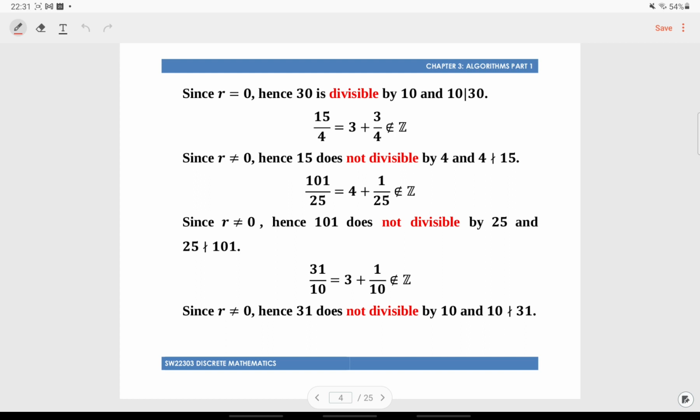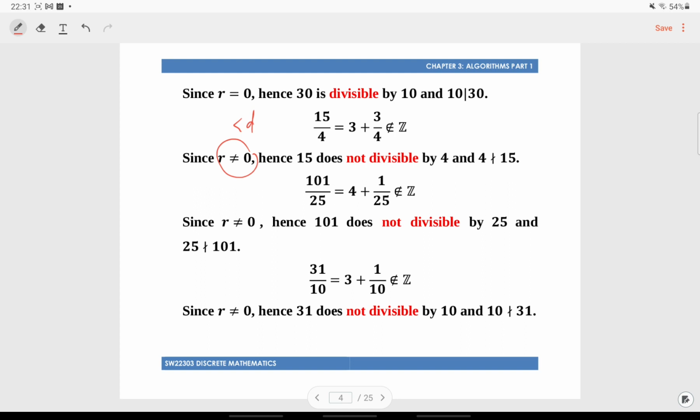The outcome is 3 point something, right? Okay, it is a non-integer value. So it is a floating point value. So what does it mean? Since the outcome is a non-integer, that means the remainder is not equal to 0, but it must be less than d. Our d is equal to 4. Once it is not equal to 0, it must be less than the divisor d.